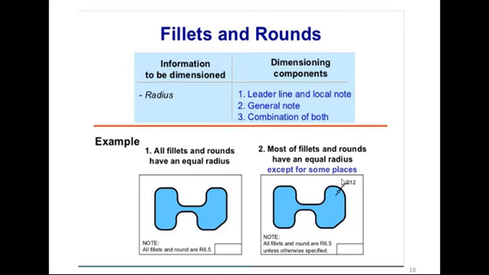In that case we make a note like this: all fillets and rounds are radius 6.5 unless otherwise specified. It means that whatever radius is given here, all are 6.5. But whatever different radius you want to keep, we give it here, radius 12. So other than the specified, this one is 6.5 and this is 12. That's why we mention it. This is the standard practice we require to follow for fillets and rounds.